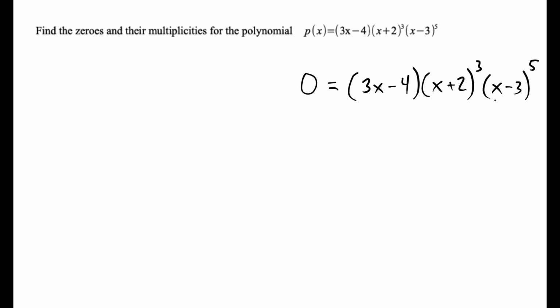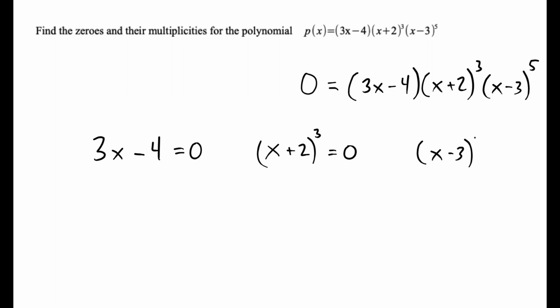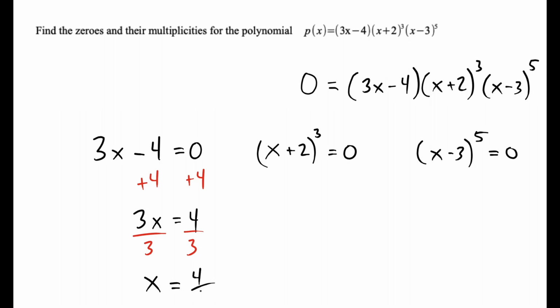And since a product of these things is set equal to 0, it must be the case that at least one of them has to be 0. So we set each of them individually equal to 0, and then we can solve for the zeros. So just do a little algebra here. One of our zeros is 4/3.